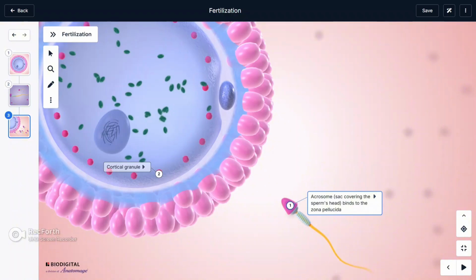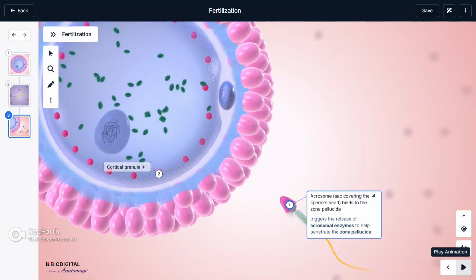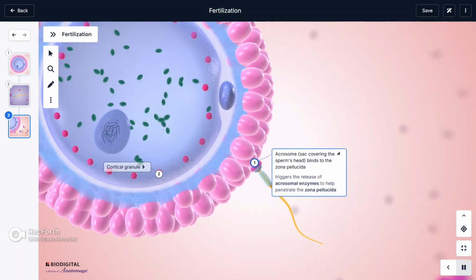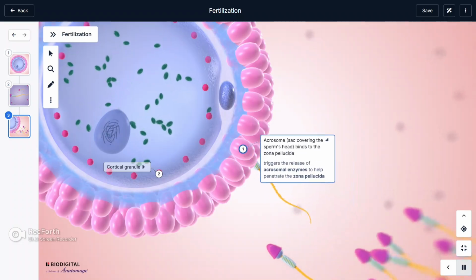So, the acrosome, or the sac covering of the sperm's head, binds to the zona pellucida. It triggers the release of acrosomal enzymes to help penetrate the zona pellucida.